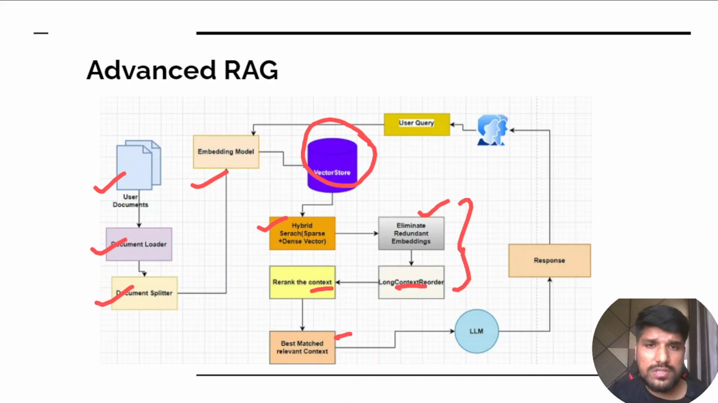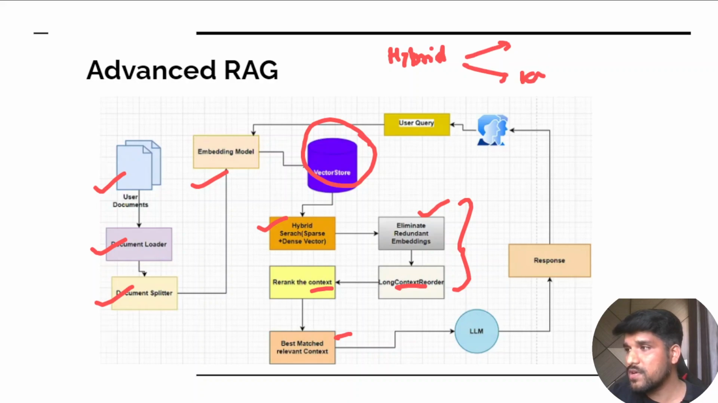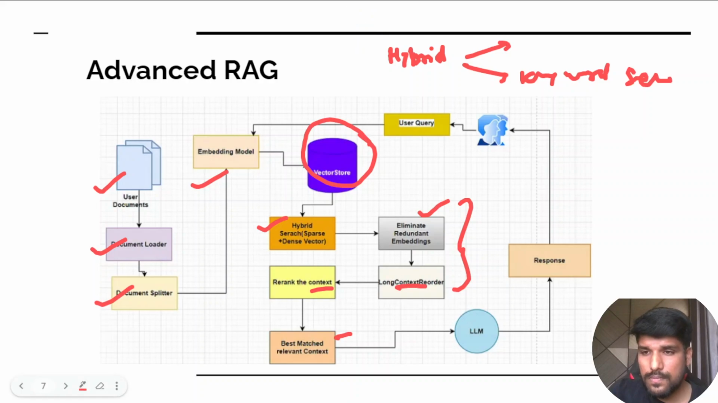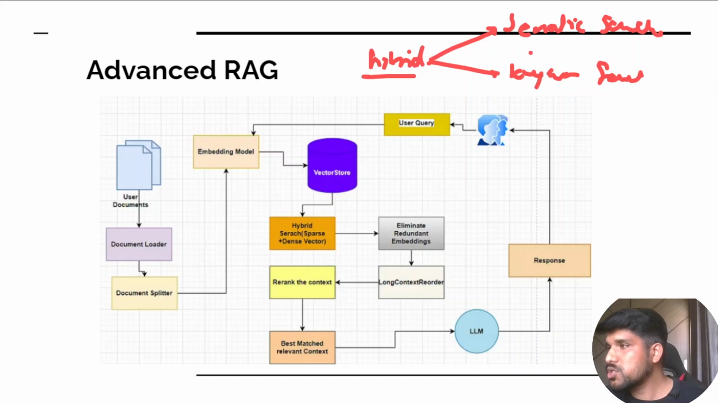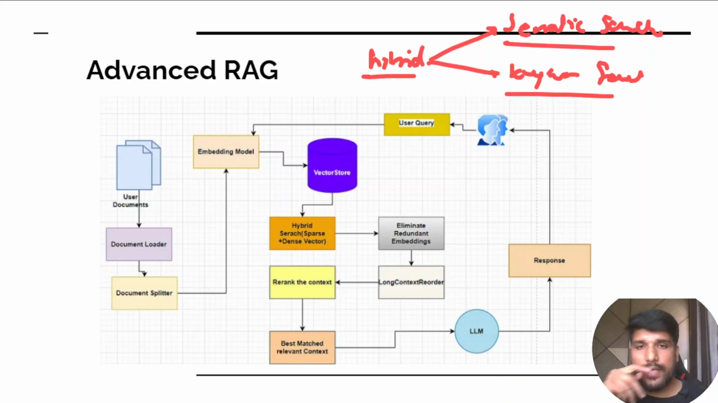There are many other components that you can add to improve your advanced RAG system. Now, what is this sparse-dense vector, or what is meant by hybrid search? Hybrid search is a combination of two things: one is keyword search and the other is semantic search. So hybrid search is a combination of semantic search and keyword search.